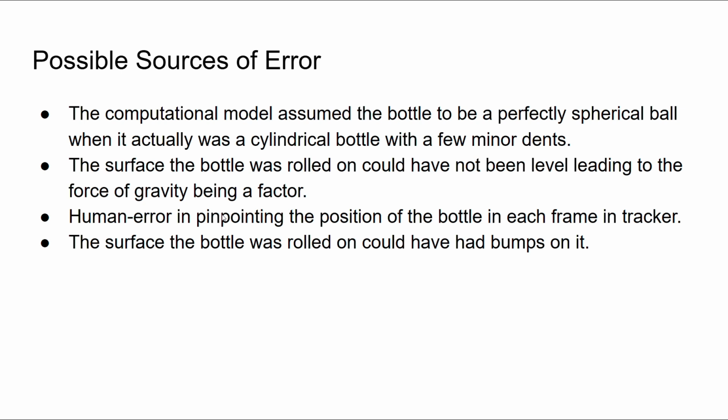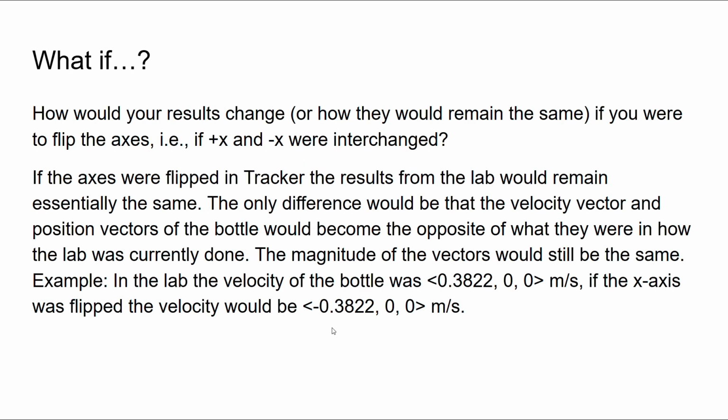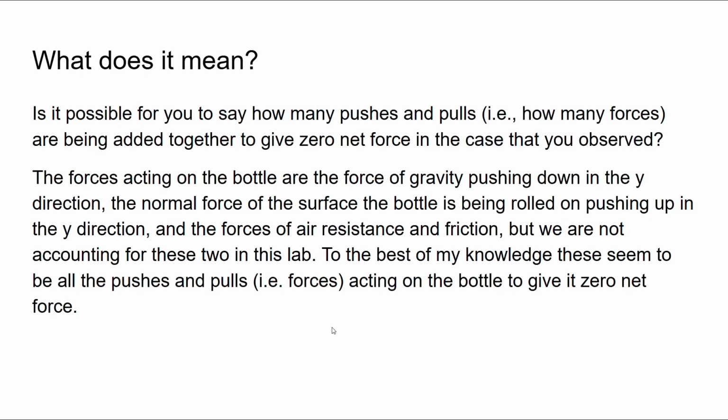Human error could be used in pinpointing the exact middle position of the bottle, causing the position to not be perfectly recorded for each frame, and the surface the bottle was rolled on could have had bumps on it affecting the rolling of the bottle. If we flipped our x-axis, the only difference would be that the position vector and the velocity vectors would become negative, but their magnitude would stay the same.